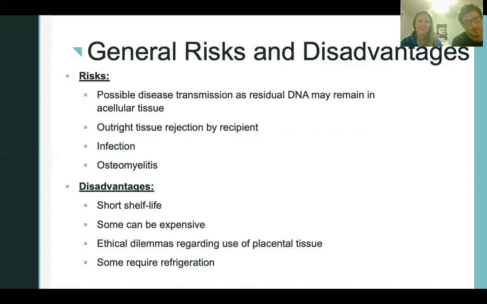And then some general risks and disadvantages. Risks for these types of dressings include possible disease transmission from any DNA that may remain in acellular tissue, outright tissue rejection from the recipient, infection, and osteomyelitis. And then the disadvantage is that these products have a shorter shelf life. Some can be quite costly, and then ethical dilemmas regarding use of placental tissue, and then some require refrigeration as well for storage.